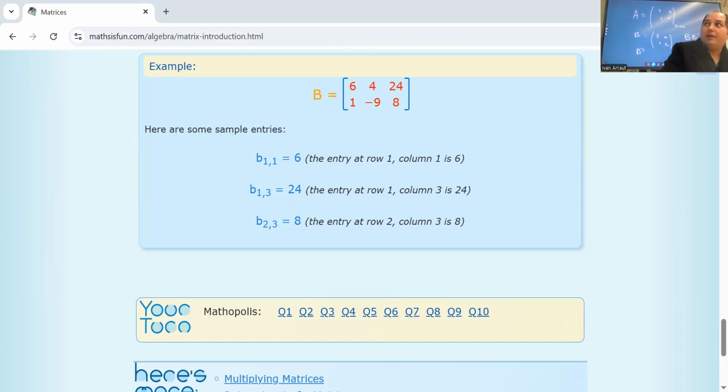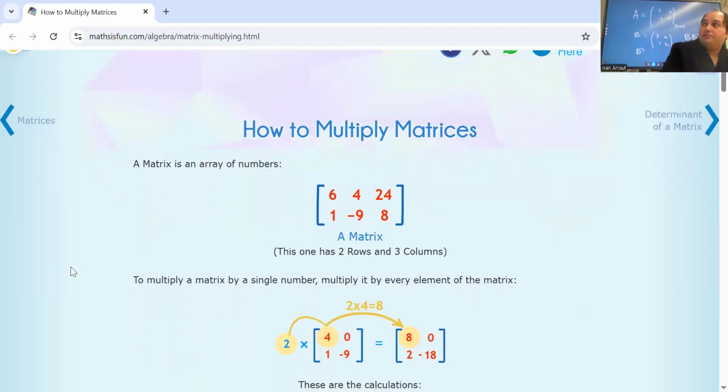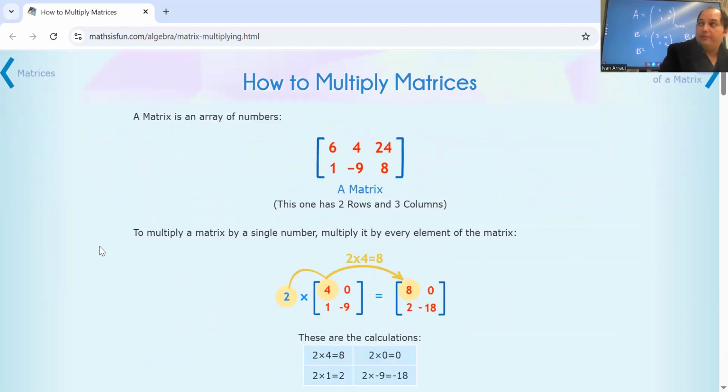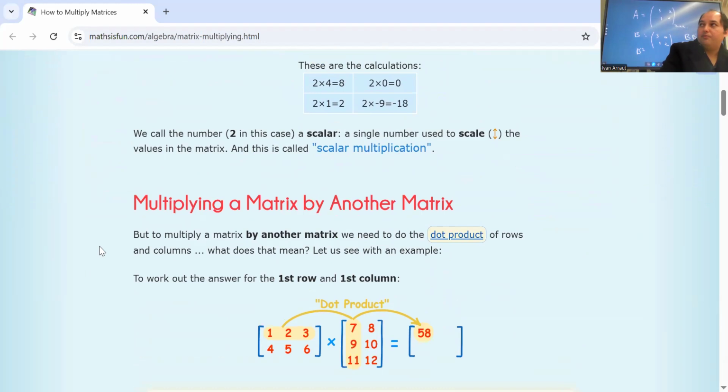Now let's go to multiplication of matrices, because matrices not only sum and divide, they also multiply. Let me see if I am sharing the right screen. Yeah, I am sharing the wrong screen. So now, here. How to multiply matrices? When you multiply by a scalar, it's trivial, no? I explained that if you multiply a number by a matrix, you multiply each element: 2 times 4a, 2 times 0, 0, 2 times 1, 2, 2 times minus 9, minus 18. No problem. But what about multiplying two matrices?